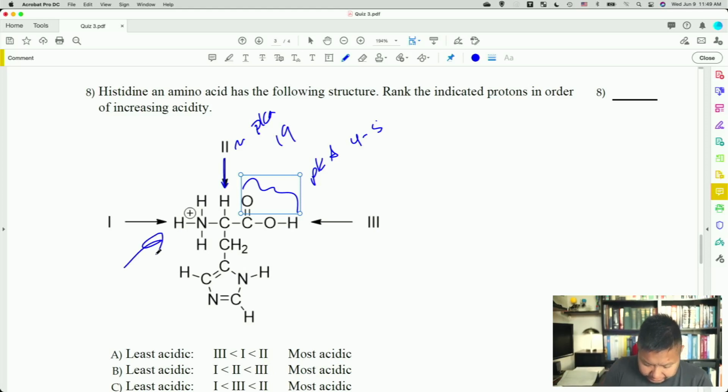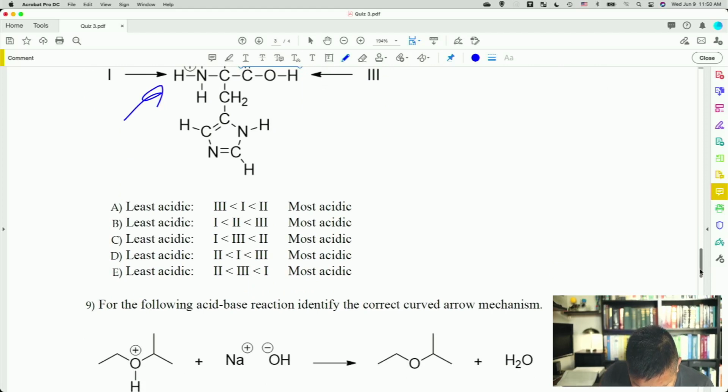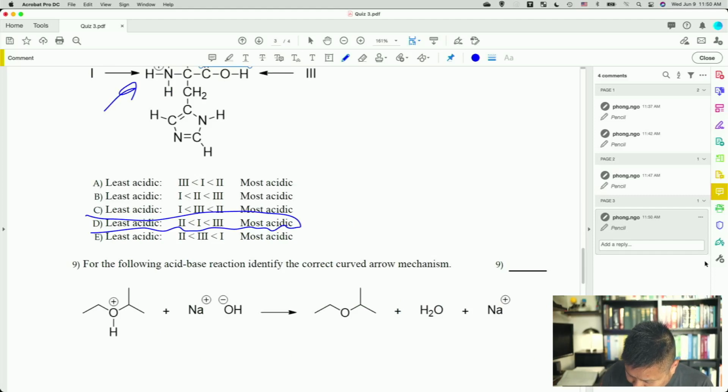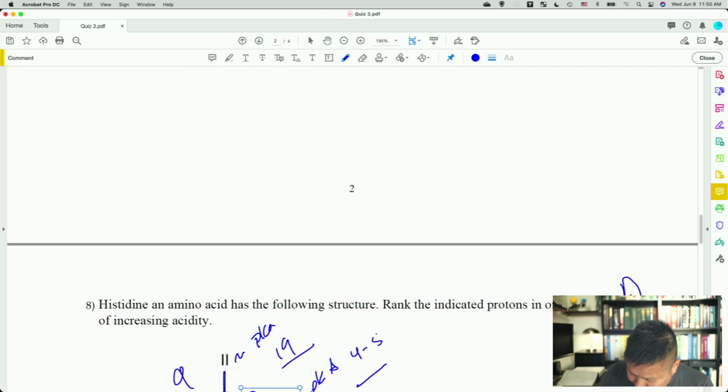And then we have an ammonia here. We talked about ammonia before in the previous question. Its pKa is around 9. So from least acidic to most acidic, it would be 2, 1, and then 3. Which one is that? 2, 1, 3. Right there, D. There we go. D.